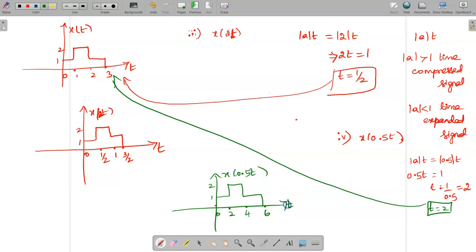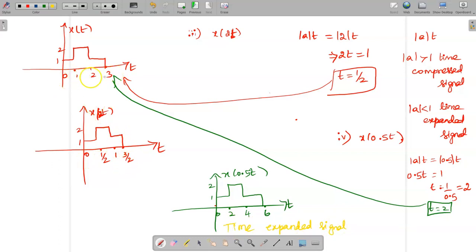So you can see the signal. Here the range is 0 to 3. Now it has been increased. That is what I have said. Whenever modulus of a, what is modulus of a? 0.5. 0.5 is lesser than 1. You will get a time expanded signal. So here I got a time expanded signal. Actually the original signal range is 0 to 3. Now I have obtained 0 to 6. Hence it is called a time expanded signal.